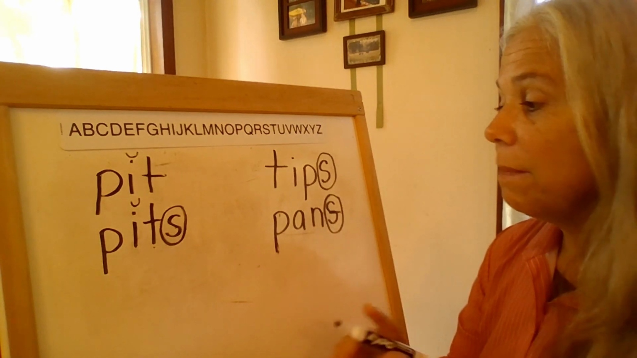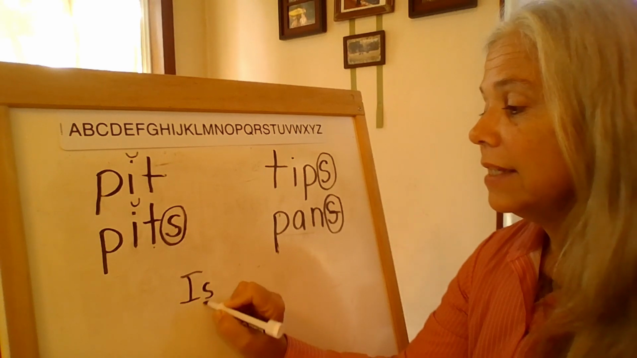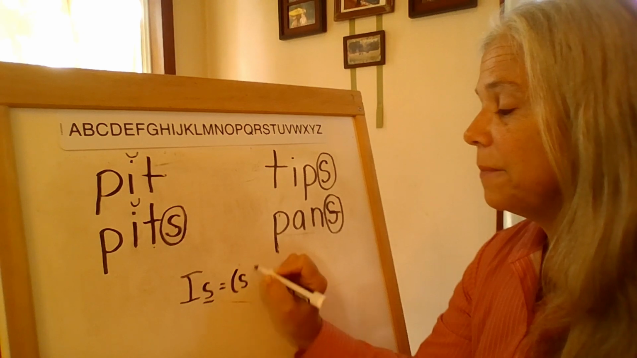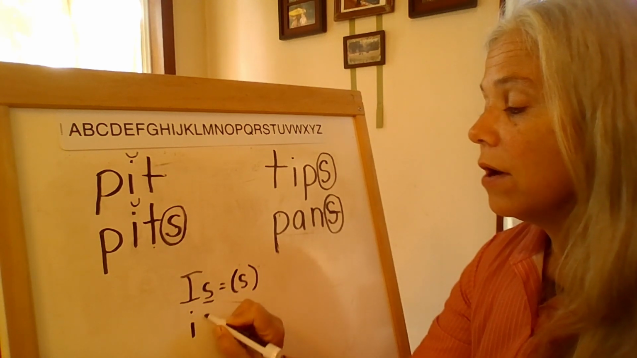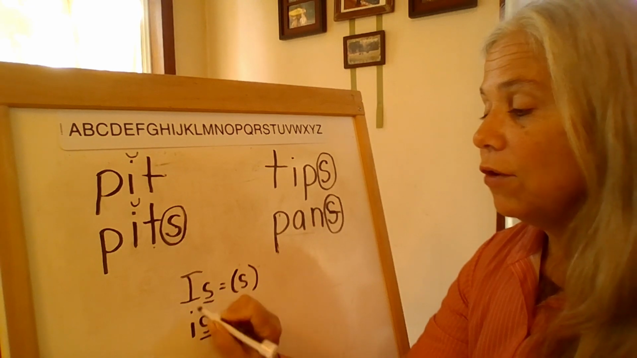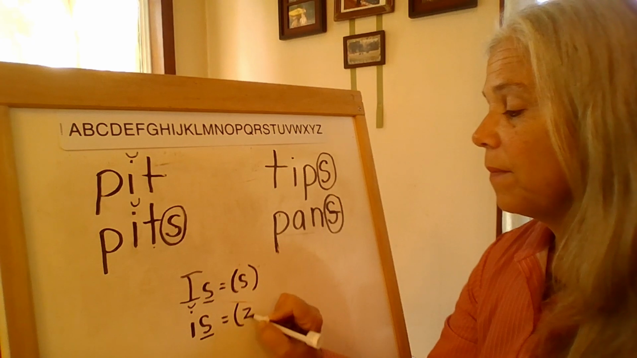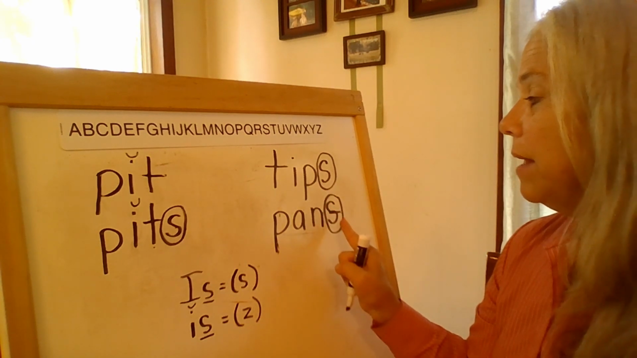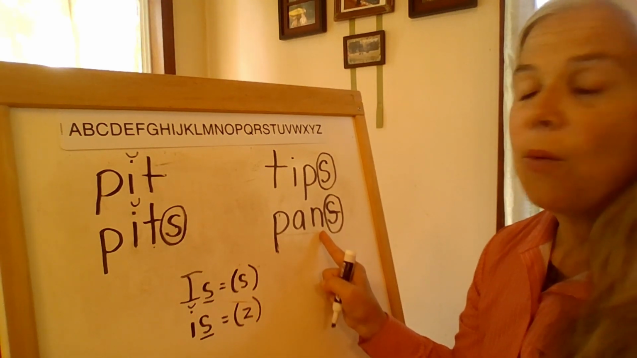We have learned in the past that initial S says S. And we have learned that right before an S, if there's a short vowel, it's going to make a Z sound. But now we have no short vowel here, and this is making a Z sound. So let's figure out why.